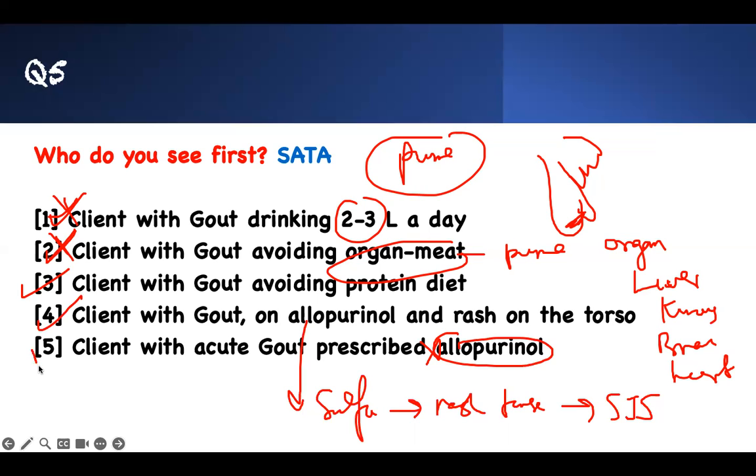So this patient, we've got to see them. So 3, 4, 5 need to be seen. It's a SATA question. When you see a SATA like that, it means there are multiple people you should worry about. They're doing something wrong.